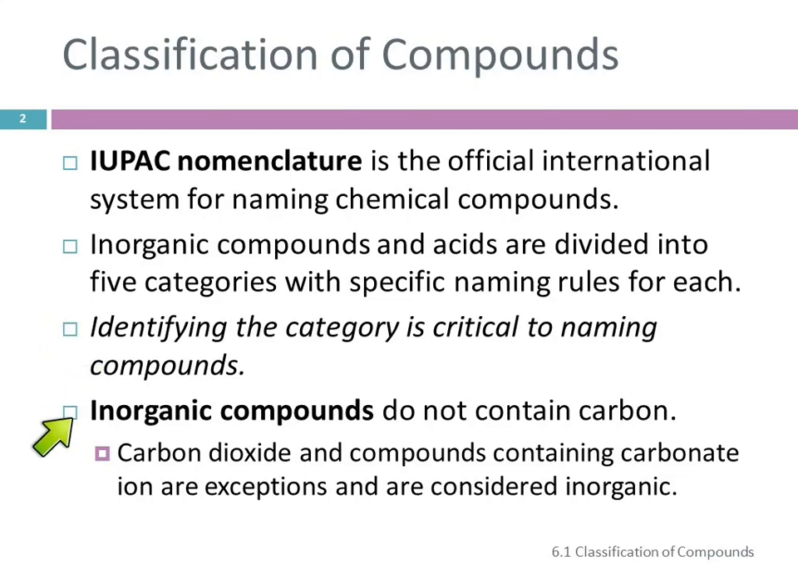So these are the categories. And inorganic compounds, what do we mean by that? Well, these are compounds that do not contain carbon. There's a couple of exceptions. Carbon dioxide and compounds with the carbonate ion in them are considered inorganic. But otherwise, everything else with carbon in it is considered to be an organic compound. And that is a completely different course where you learn how to name those. So we're not going to do those at all. We're just going to stick to the inorganic.